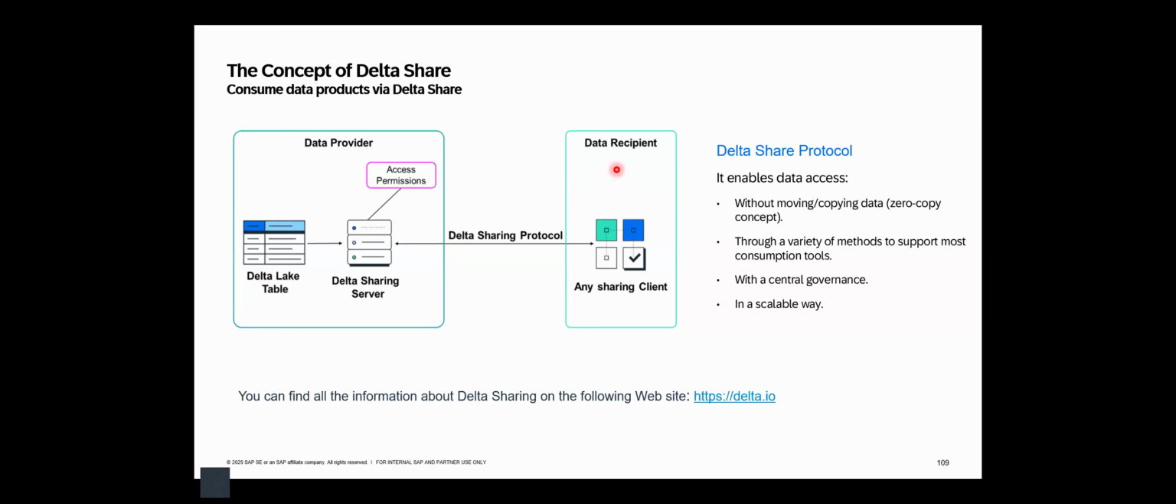Here comes the data recipient, or the data consumer. It just needs to have one of the many Delta Sharing clients that support this protocol. Some open source connectors have been released for this purpose, like Apache Spark or Python. And you can learn more about the Delta Sharing protocol by following this website here.